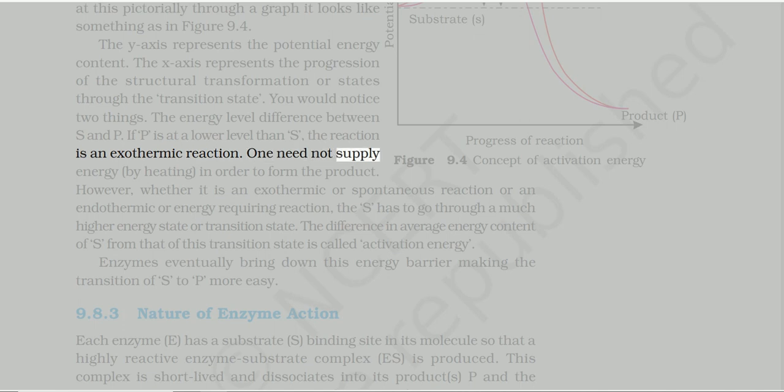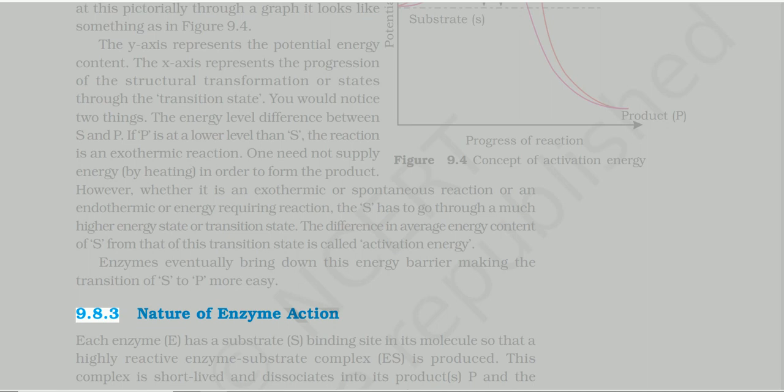One need not supply energy, by heating, in order to form the product. However, whether it is an exothermic or spontaneous reaction or an endothermic or energy requiring reaction, the S has to go through a much higher energy state or transition state. The difference in average energy content of S from that of this transition state is called activation energy. Enzymes eventually bring down this energy barrier, making the transition of S to P easier.